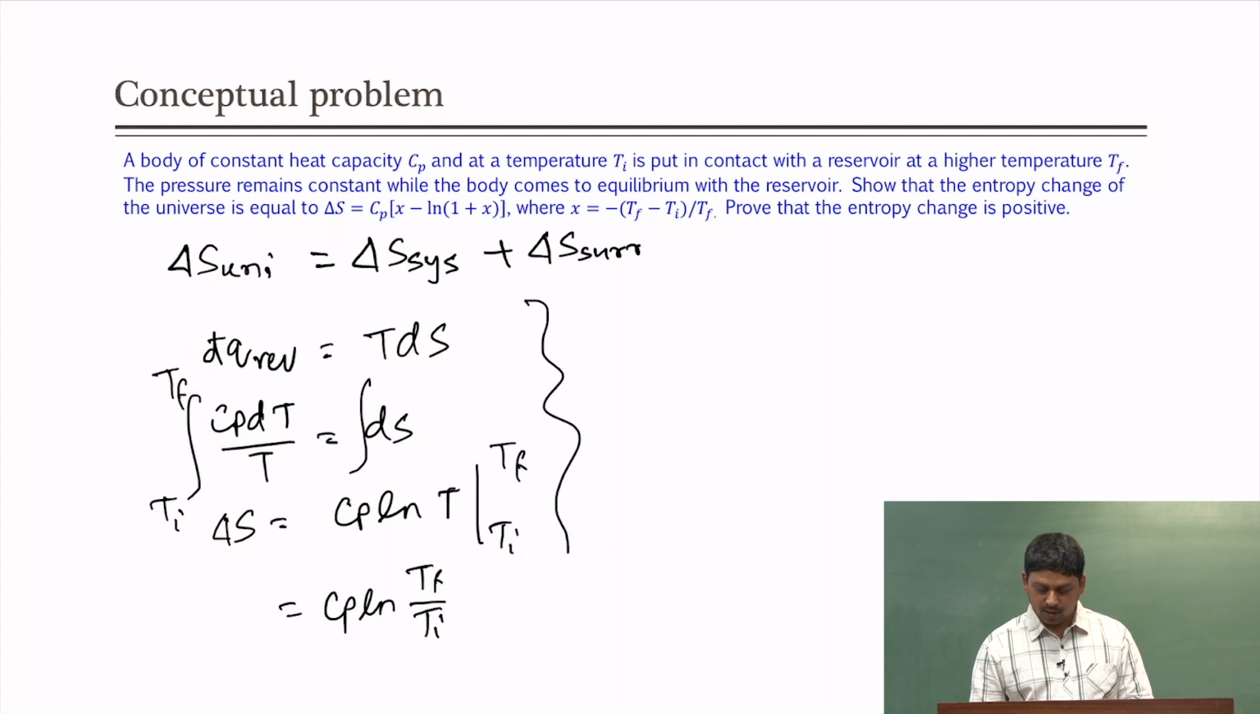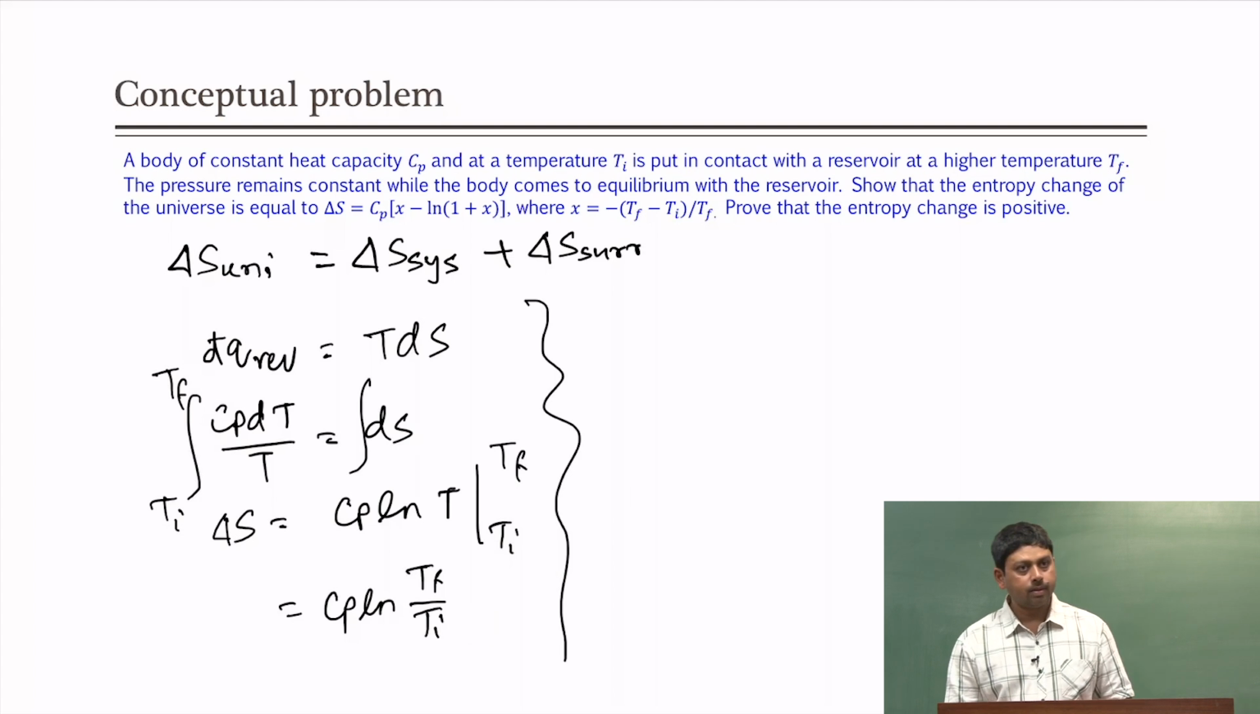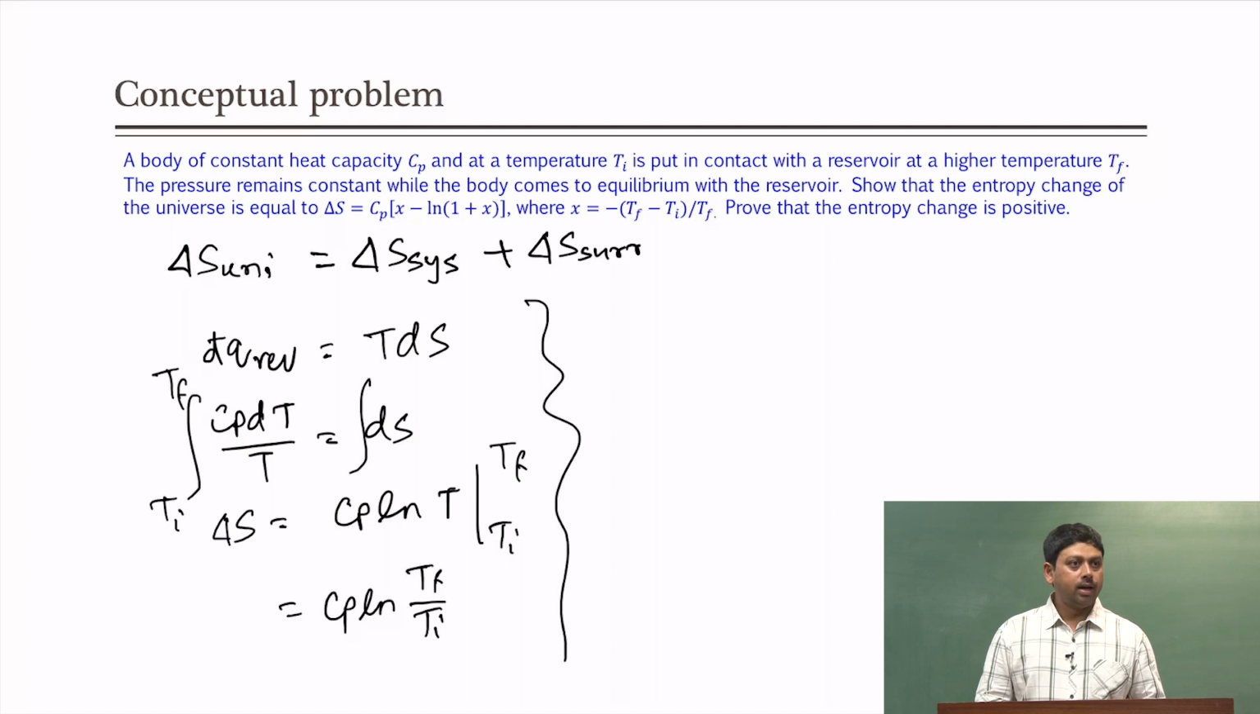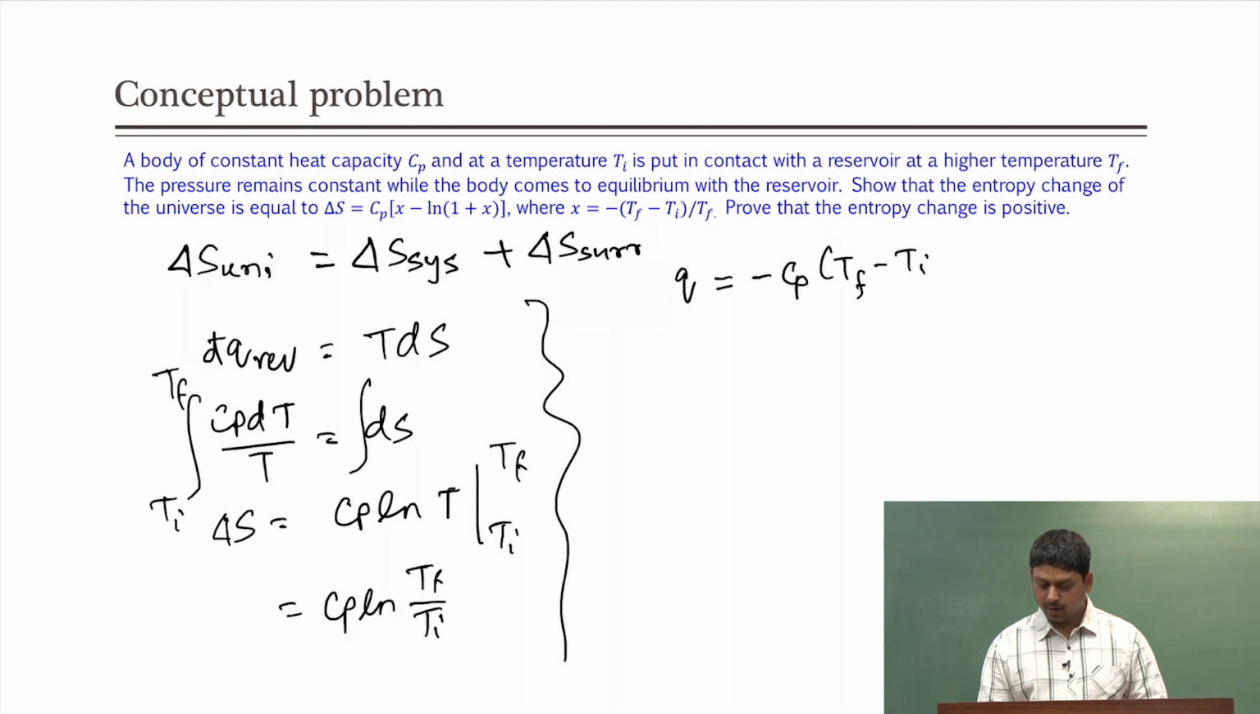Now, what will be the entropy of the surrounding? The surrounding gives away the heat dq, right, and its temperature does not change. The surrounding is the reservoir, and the reservoir's temperature does not change. So, the q that has gone out of the reservoir is minus Cp Tf minus Ti.